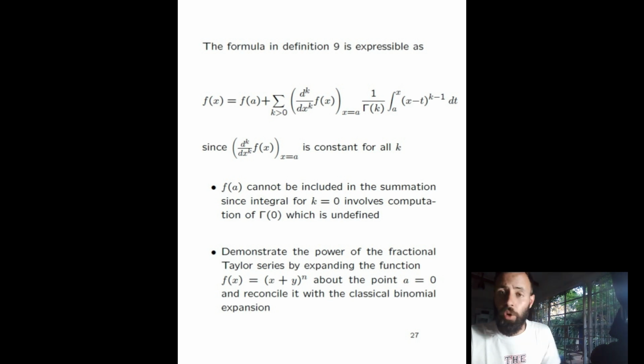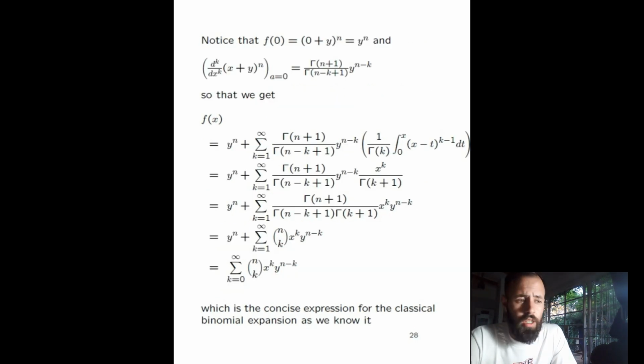We cannot include that, but we're going to demonstrate the power of this fractional Taylor series by applying it to the binomial expression (x plus y) to the n, about the point a equals 0. So first thing we must do is to compute f of 0, and we get that easily. We just substitute 0 in x, and then we compute the kth order derivative of (x plus y) to the n and evaluate that at a equals 0. We obtain this expression with gamma coefficients.